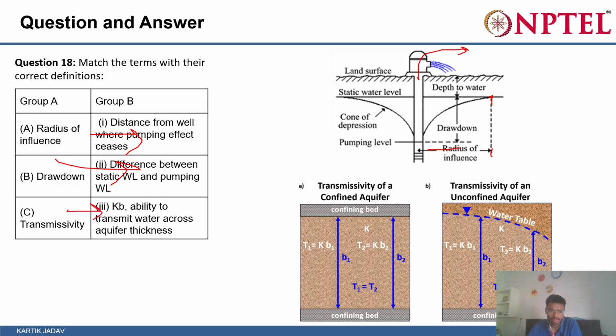Transmissivity: T is equal to K into B, where K is hydraulic conductivity and B is thickness. So it is the ability to transmit water across the thickness. So the correct answer is this.